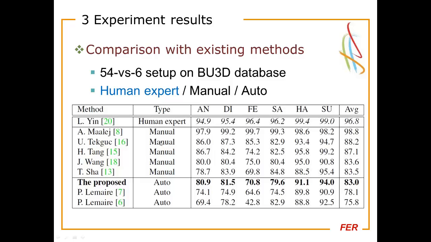In this table, we compared our method with other existing methods. From here, we can see the proposed method outperformed other automatic methods by almost 5%. And also, my method is comparable with manual methods. This method relied on manually labeled landmarks.